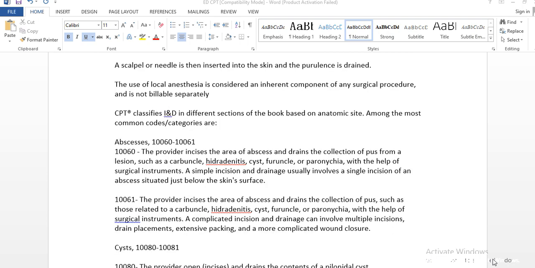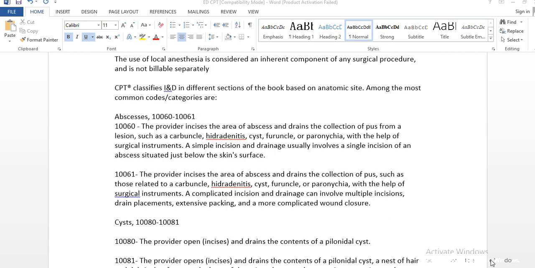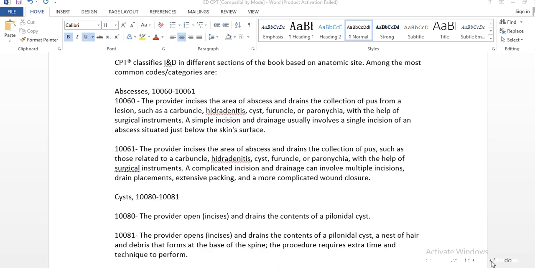It is performed by first locally anesthetizing the area surrounding the abscess. So locally means wherever is the abscess, the physician injects the local anesthesia and then does the incision and drainage. After injecting the local anesthesia, the physician may use a scalpel or needles to insert into the skin and the purulence is drained. If the physician uses local anesthesia in incision and drainage, local anesthesia is included in the incision and drainage code. So we no need to code local anesthesia separately.